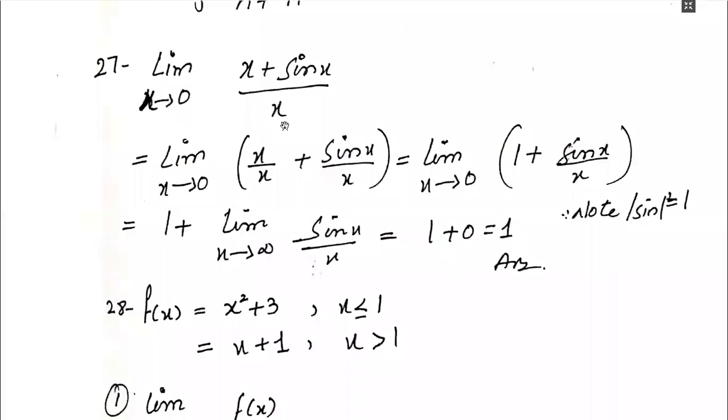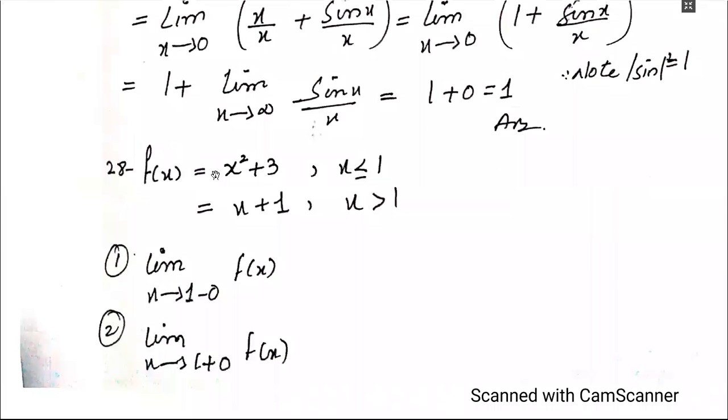Again, see here, a two-piece function. Here f of x equal to x square plus 3 when x is less than or equal to 1. This is the first piece, when the value of x is less than or equal to 1, and f of x equal to x plus 1 when x is greater than 1. Whenever we get a two-piece function, how do we apply the limit? Now we will apply the left as well as the right hand limit.